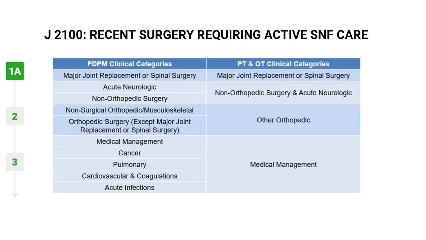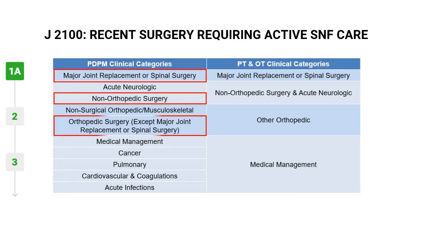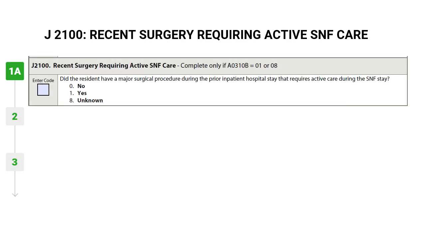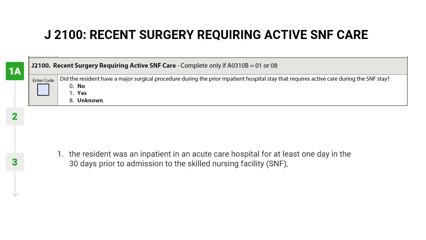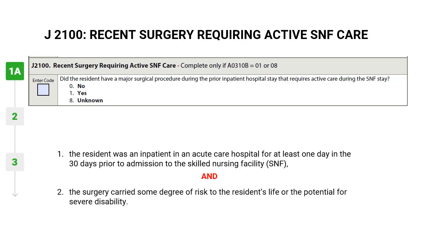For these codes, a patient may be categorized into a surgical clinical category if the patient received a surgical procedure during the prior inpatient stay that relates to the primary reason for the Part A skilled nursing facility stay, as indicated by item J2100. If the resident was an inpatient in an acute care hospital for at least 1 day in the 30 days prior to admission to the skilled nursing facility, and the surgery carried some degree of risk to the resident's life or the potential for severe disability, then J2100 equals 1.